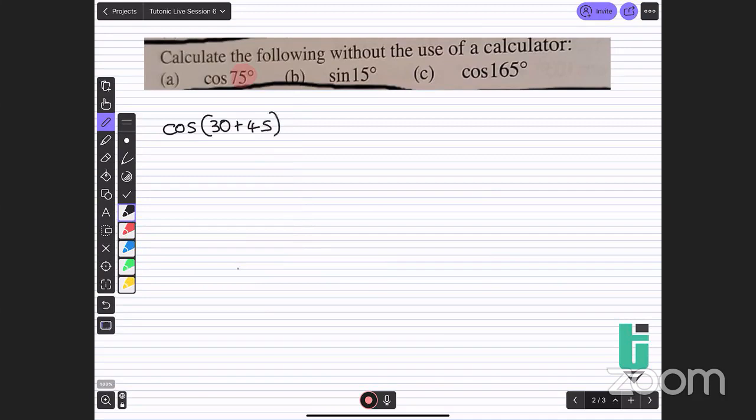And sine of 15, what can you do there? You can minus. Yeah, 45 minus 30. And cos 165?